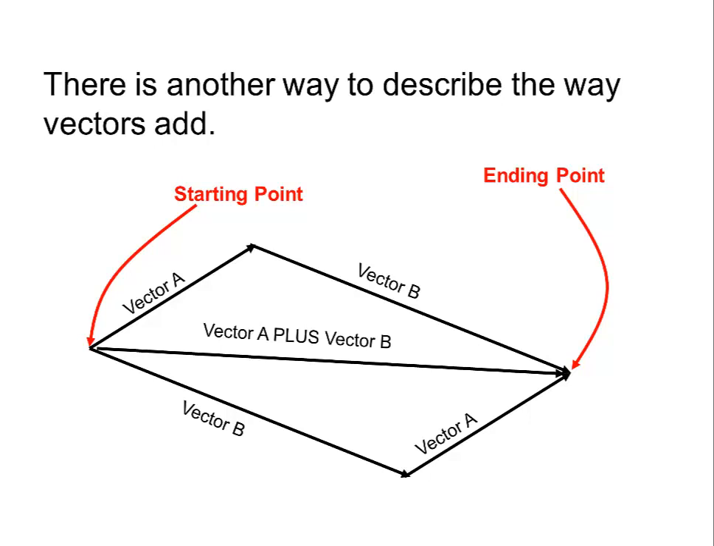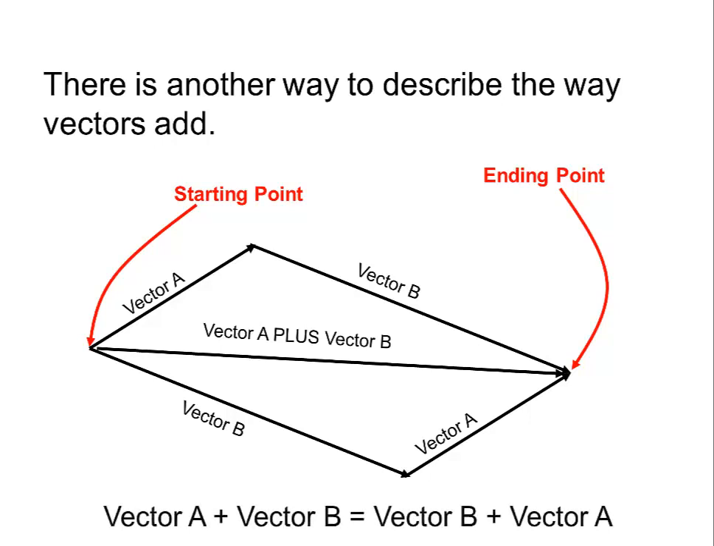You can also see something else from this figure. Along the top, I drew vector A first and vector B second. Along the bottom, I drew vector B first and vector A second. The result was the same. Vector A plus vector B equals vector B plus vector A. Since the order of addition doesn't matter, we can say that vector addition is commutative.